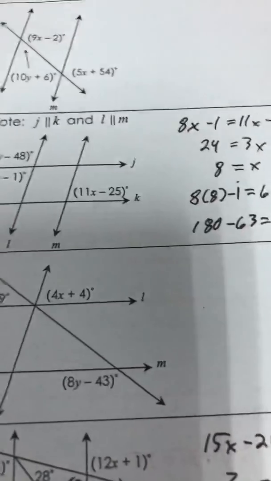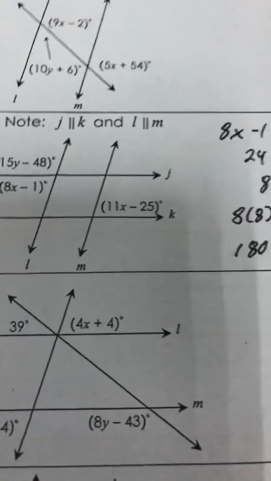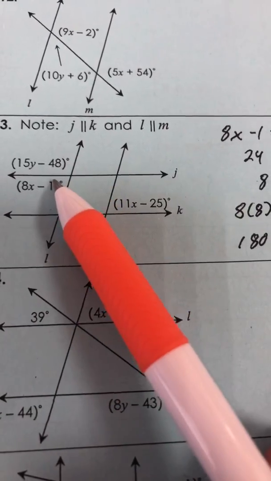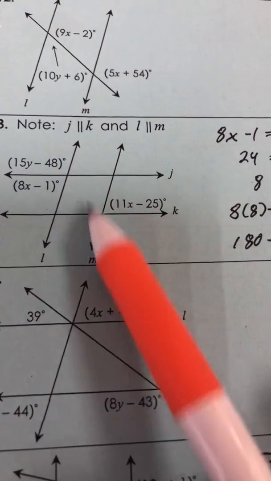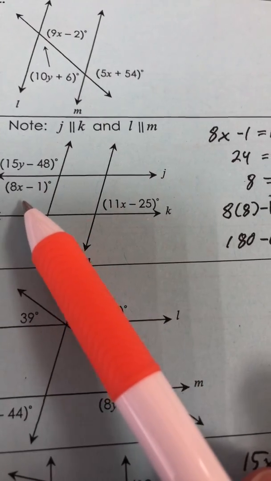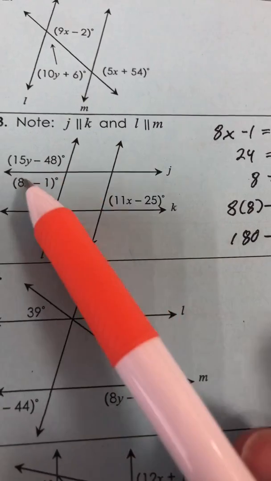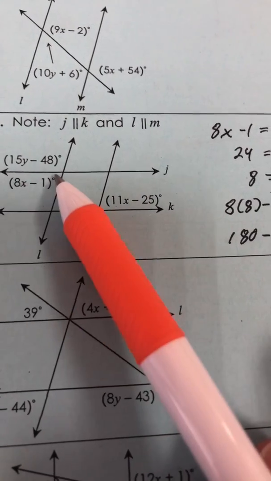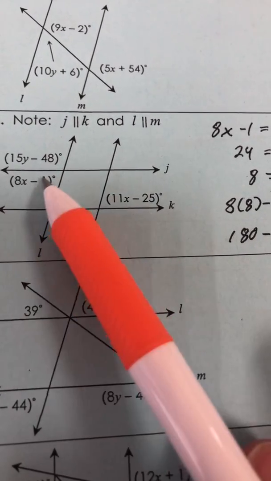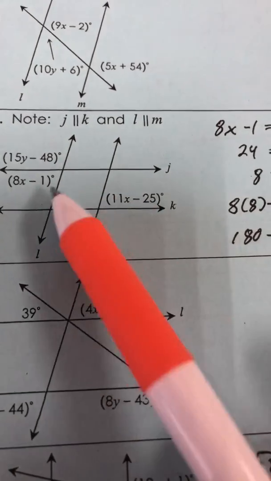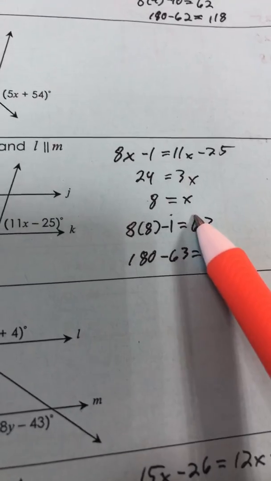For number 13, if both of these are parallel, that means this would equal this and this would equal that, so therefore this is going to equal this. They're the acutes. All the acutes are going to be equal. So this is an acute angle, that's an acute angle, less than 90. I'm going to set them equal to each other. I solve for x.